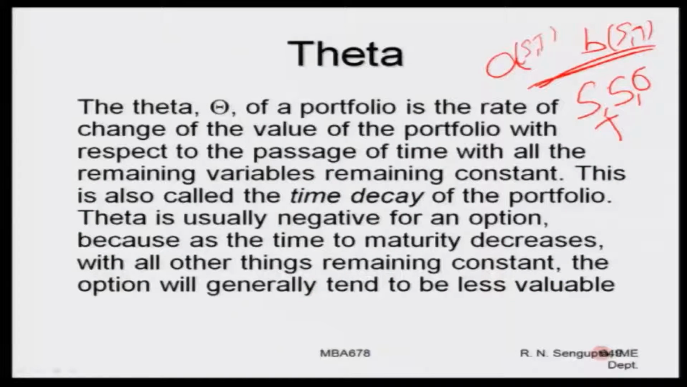Now we are considering theta, which is the change of the portfolio with respect to the passage of time. So, this is also called the time decay of the portfolio. Theta is usually negative for an option, as we have discussed, because with all things remaining constant, the option will generally tend to be less valuable as time decays toward its expiration.